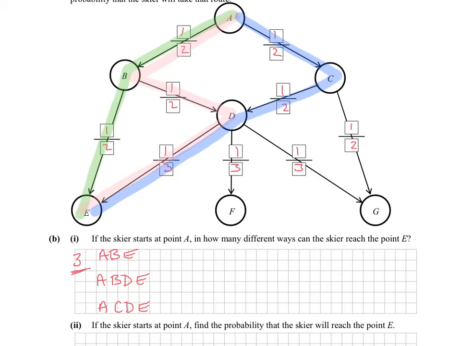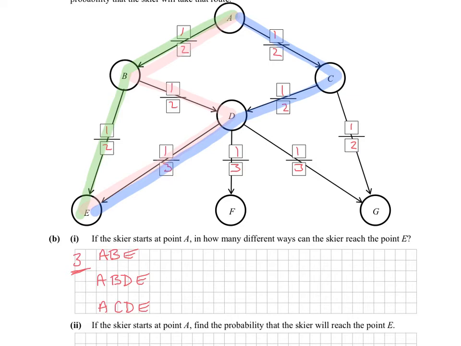Moving on to part 2: if the skier starts at point A, find the probability that the skier will reach point E. Well, they've given you a lot of work done already in part 1. I've written out ABE, ABDE, ACDE. This will help you to answer part 2, because what we want is the probability of getting to E via each of these different routes.